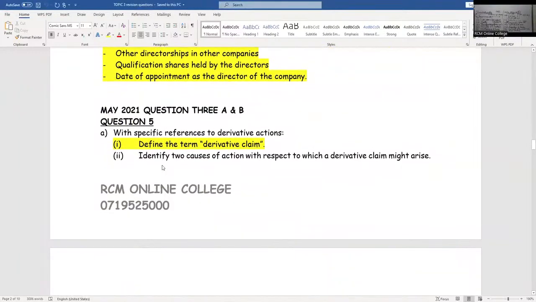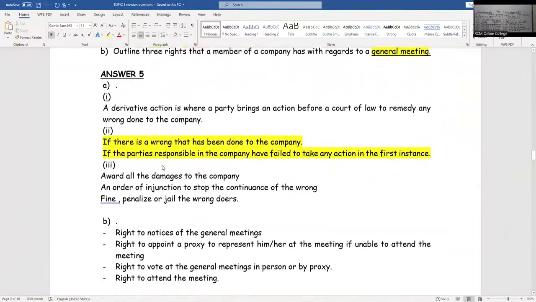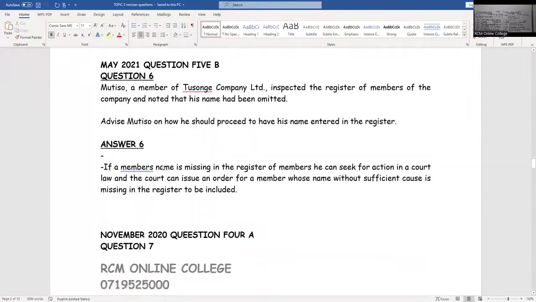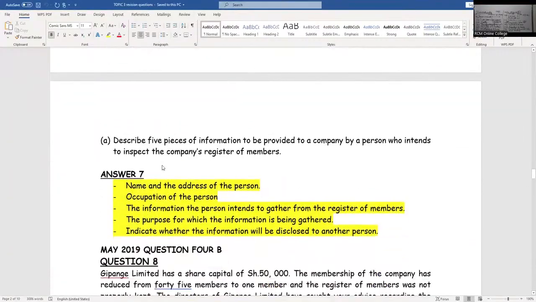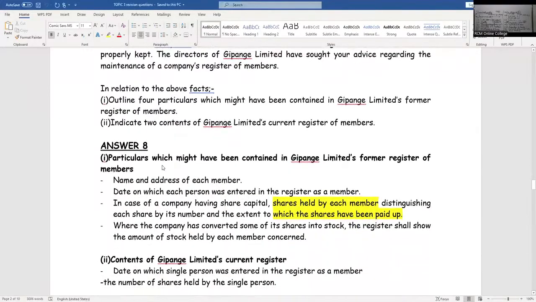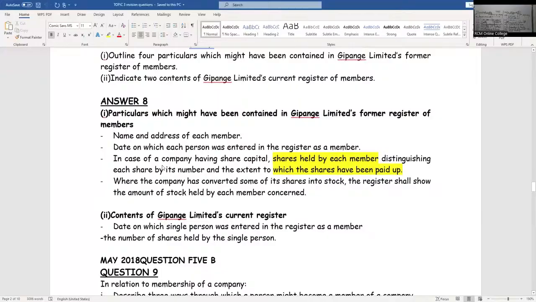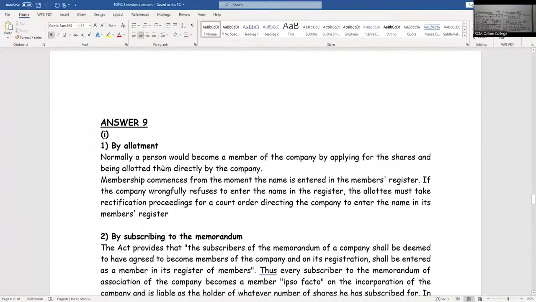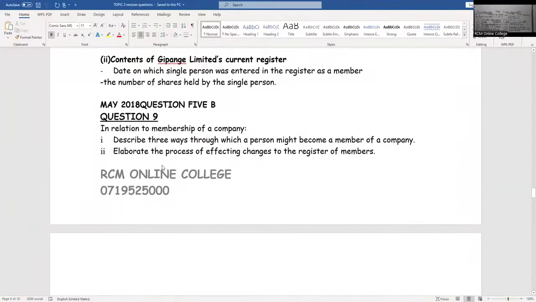We haven't covered derivative claim, not yet. So that's just some of the results of how they can end up testing this particular topic. We have to call membership. These others we haven't covered. You can see this one was repeated here.